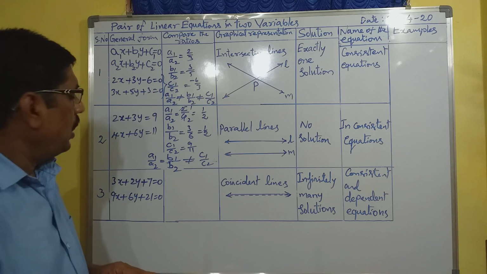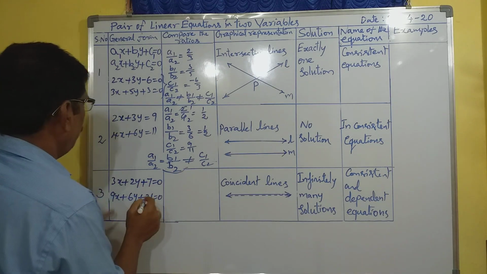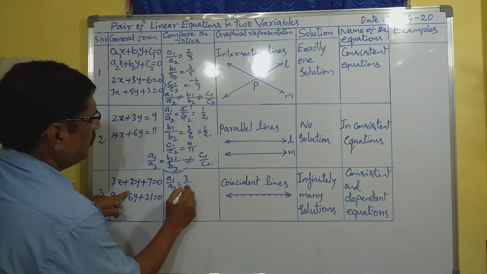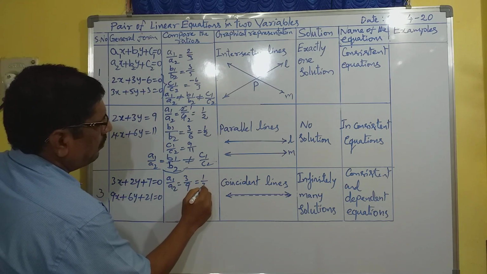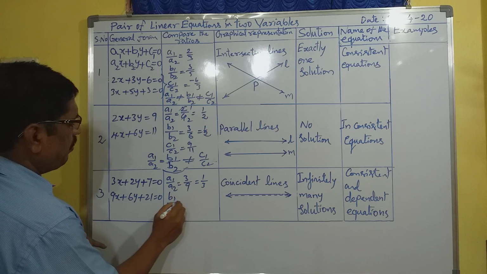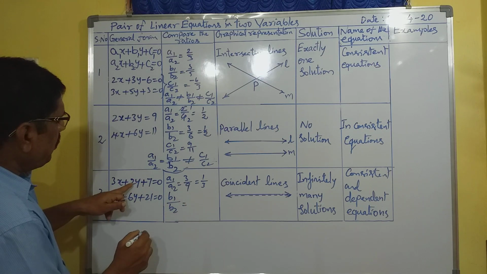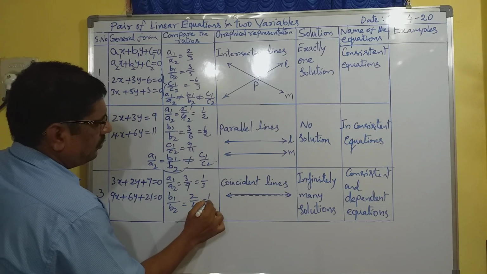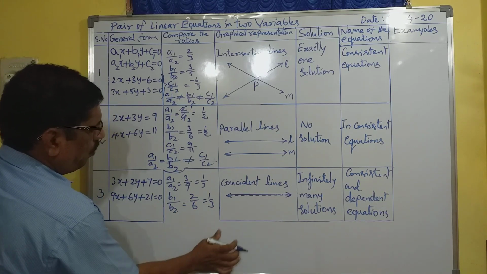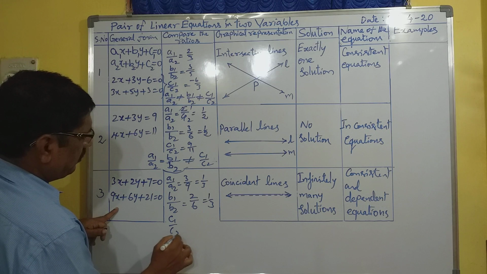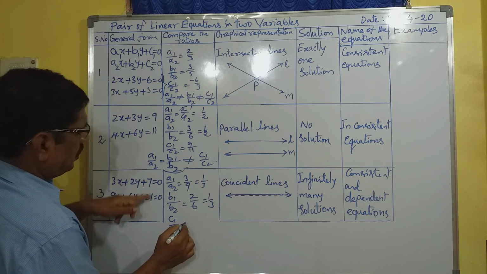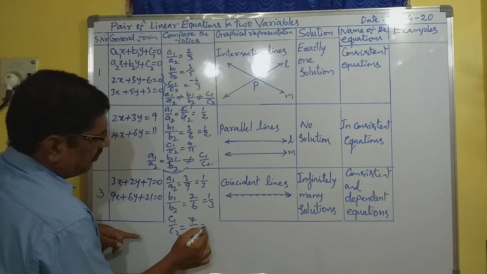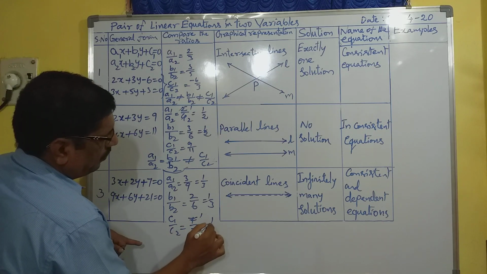Now look at this. Let us compare the coefficients in this one also. What is a1 by a2? a1 by a2 is 3 by 9. By cancellation we get 1 by 3. And what is b1 by b2? Here b1 by b2 is the ratio of the coefficients of y, 2 by 6. In cancellation we get 1 by 3. Now what is c1 by c2? c1 by c2 is the ratio of the constants, 7 by 21. We know that 7 threes are 21, so we can write 1 by 3.